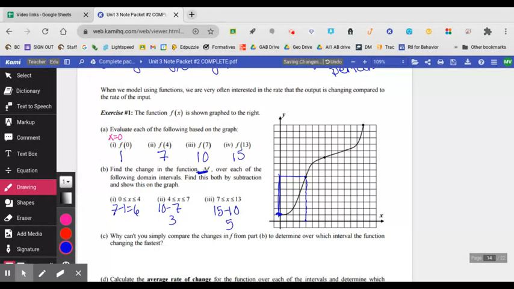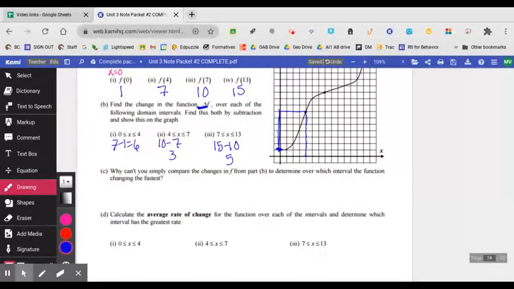So if I look at those, the largest change happened from 0 to 4. But that doesn't necessarily mean that it had the largest rate of change, because you can't simply compare the changes in f from part B, because we need to know over how long. Just because it changed the most didn't mean it changed the fastest.